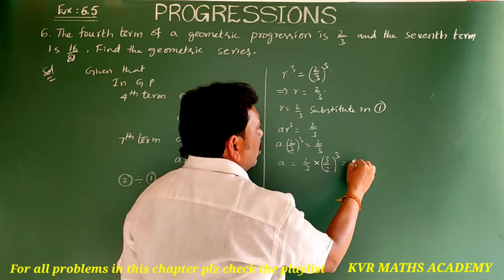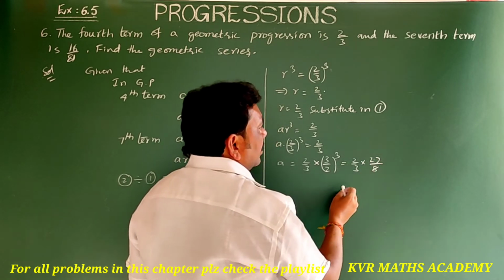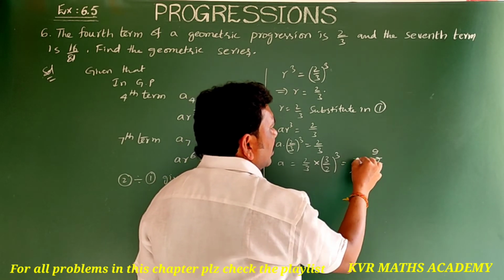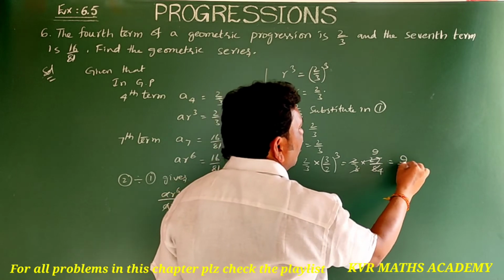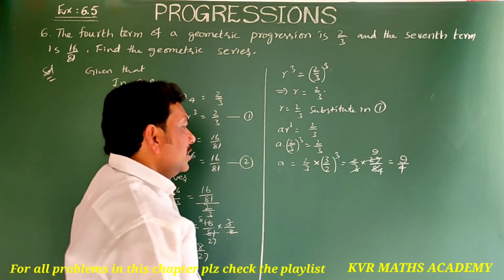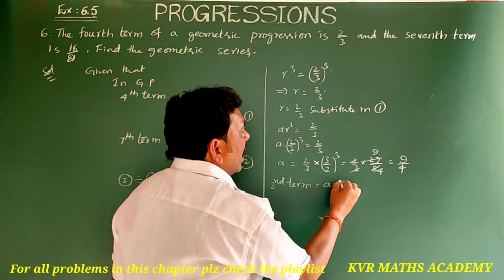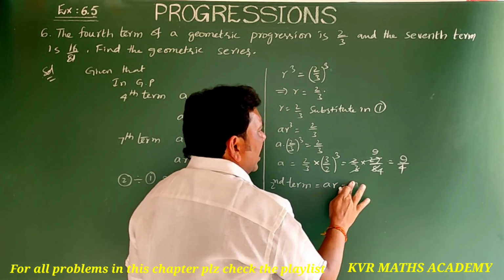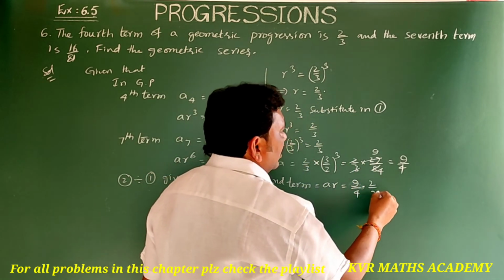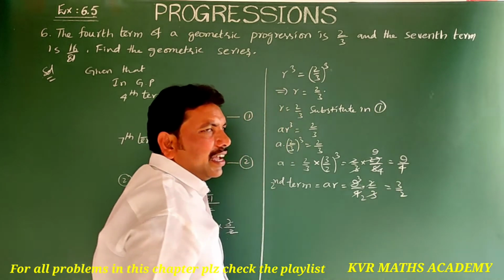So that is equal to 2 by 3 into 27 by 8. 3 in 27 how many times? Yes, 9 times. Here 2 4 times, that is equal to 9 by 4. So first term a is equal to 9 by 4. Second term is equal to ar only na. So a into r is 9 by 4 into r, how much? 2 by 3. 2 times 3 times, that is equal to 3 by 2. This is the second term.